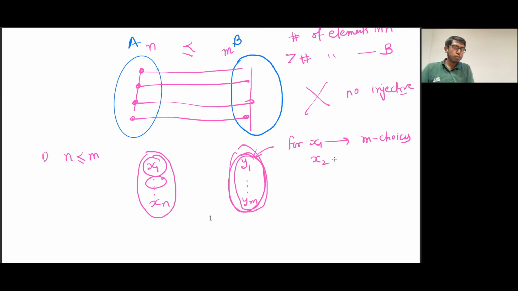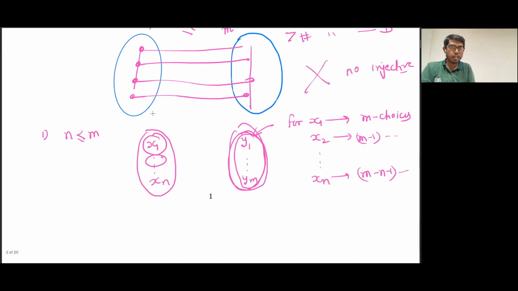For x2, I have m minus 1 choices. Similarly, for xn, I have m minus n plus 1 choices. So it's like I have this choice, but see, this was for x1. If I had started from x2, then x2 would have m choices. So I can permute the elements of A.